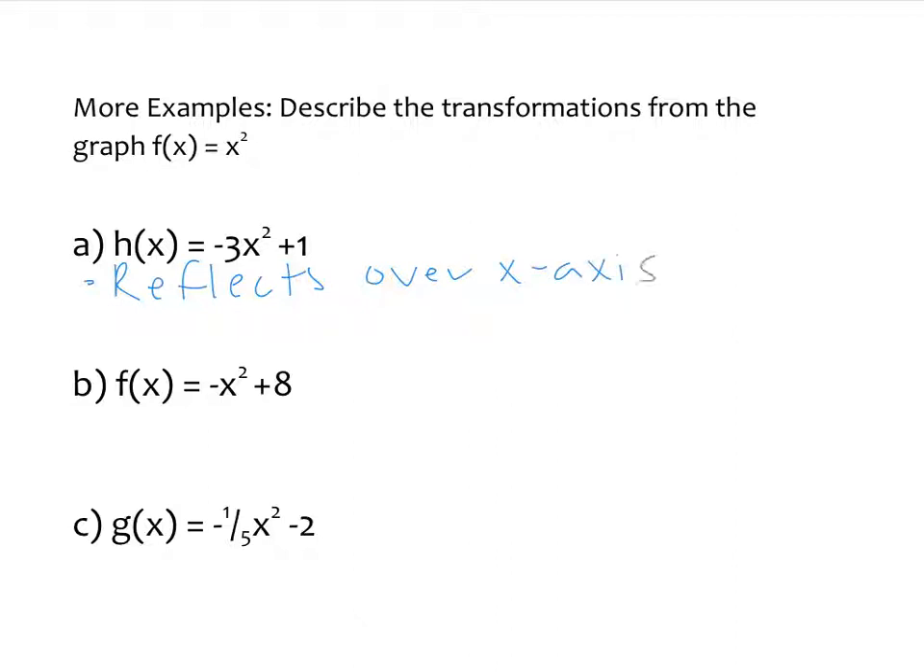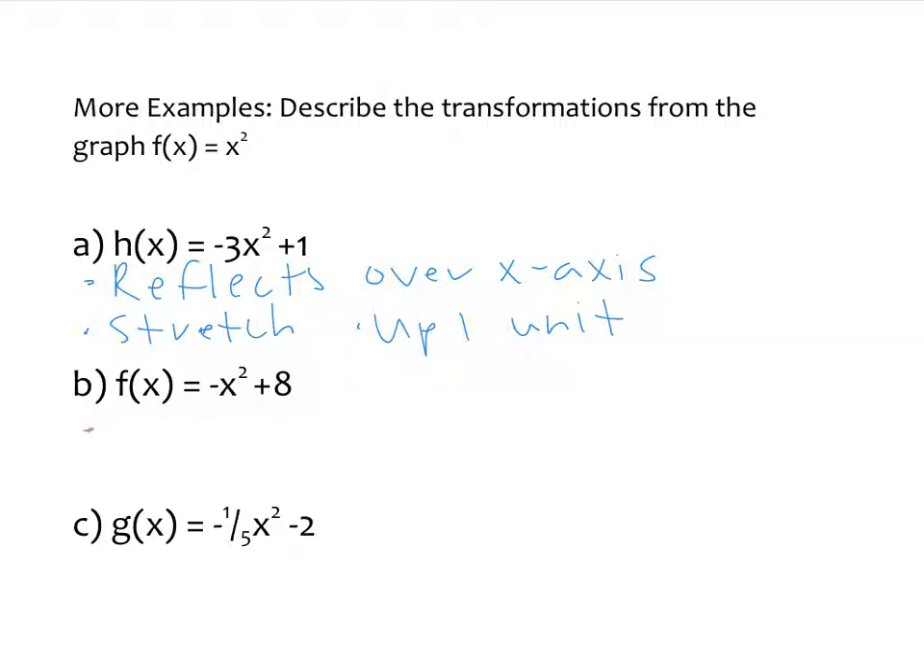Again, we're going to see a lot more reflections over the x-axis, and we won't necessarily talk about the y-axis right now. The 3 means that we have a stretch, and then the plus 1 means up 1 unit. All right, let's look at part B. F of x equals negative x squared plus 8.